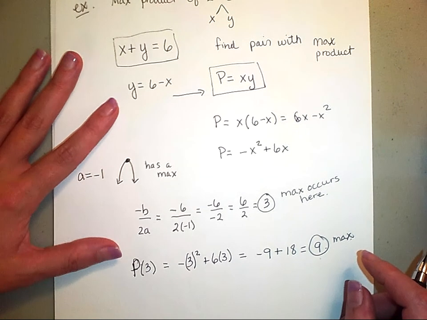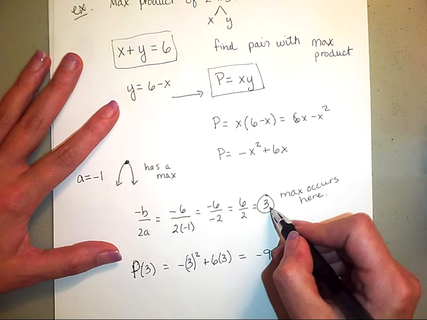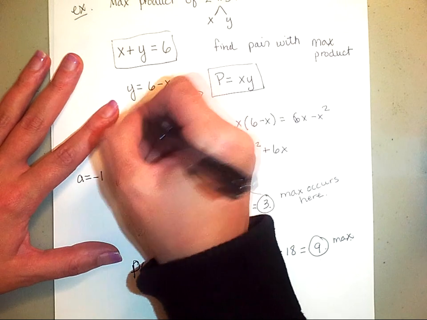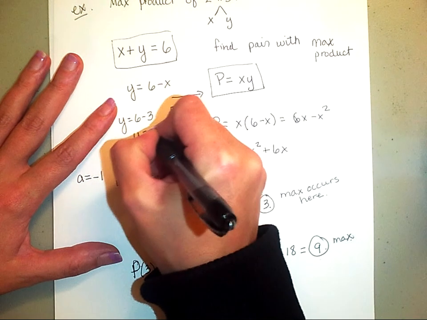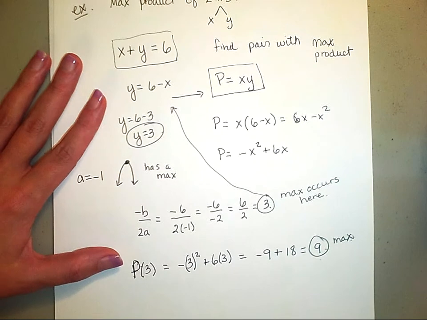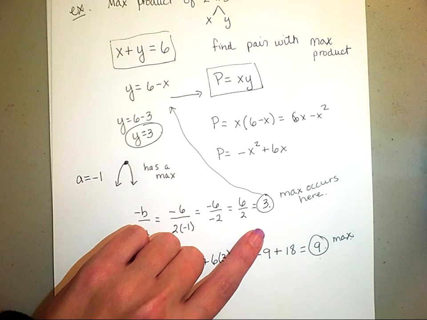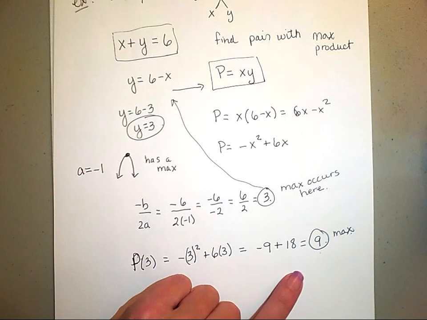So what's our other number? Well, if 3 is x, then we can come back up here. So y is equal to 6 minus 3, so y is equal to 3. So our two numbers are 3 and 3, and they will give a max product of 9.